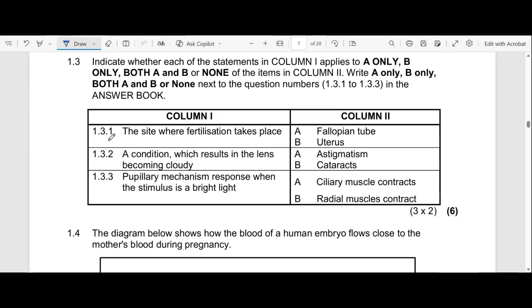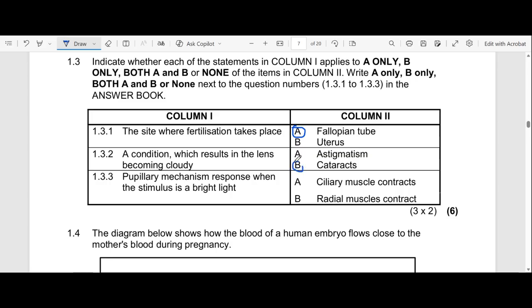Now let's go to 1.3. So 1.3.1. The site where fertilization takes place. Okay, fertilization we know obviously takes place within the fallopian tubes, not the uterus. The uterus is the site of implantation. Now let's go to 1.3.2, a condition which results in the lens becoming cloudy. It's definitely not astigmatism, but our answer is cataracts.